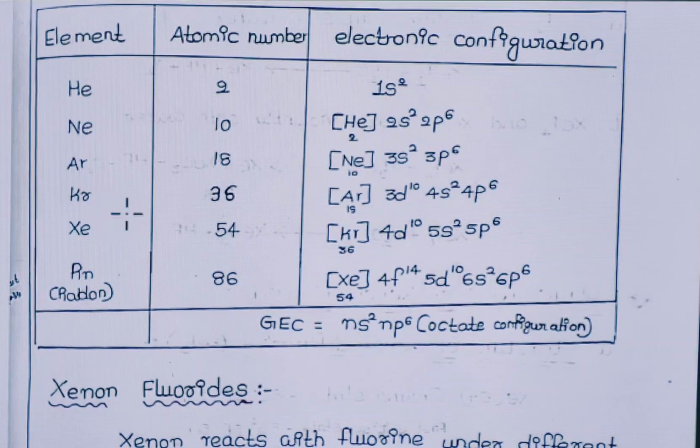These are all elements that have 8 electrons in their outermost shell. So therefore, the general electronic configuration of these elements is ns2 np6. Here in this table, I have given the electronic configuration in the shortcut form, not the full form. I am using noble gases to write the electronic configuration of each and every noble gas.